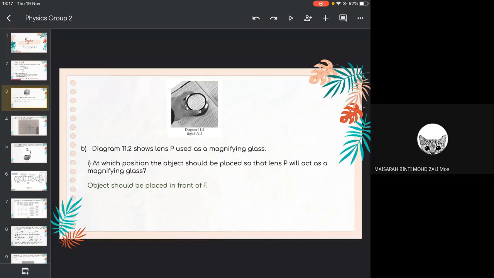Next, B. Diagram 11.2 shows lens P used as a magnifying glass. 1. At which position should the object be placed so that lens P will act as a magnifying glass? Object should be placed in front of F.